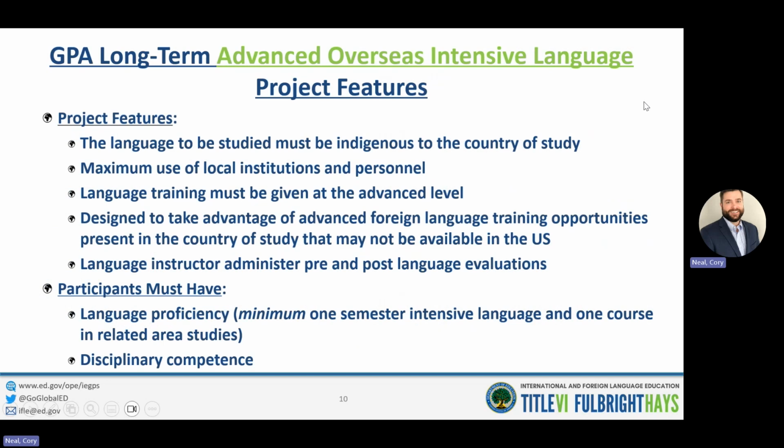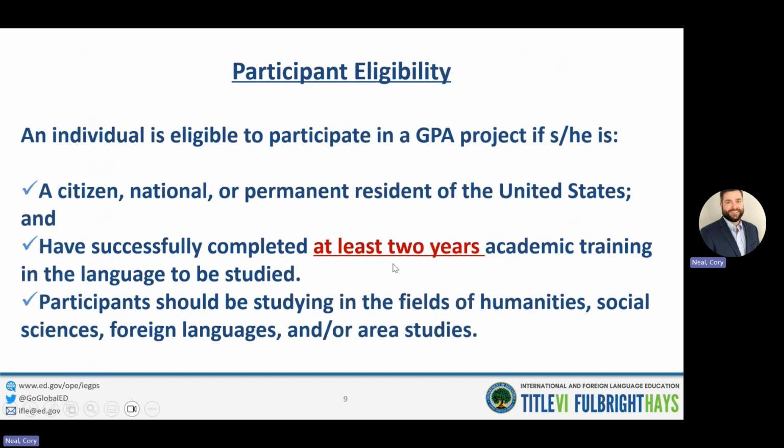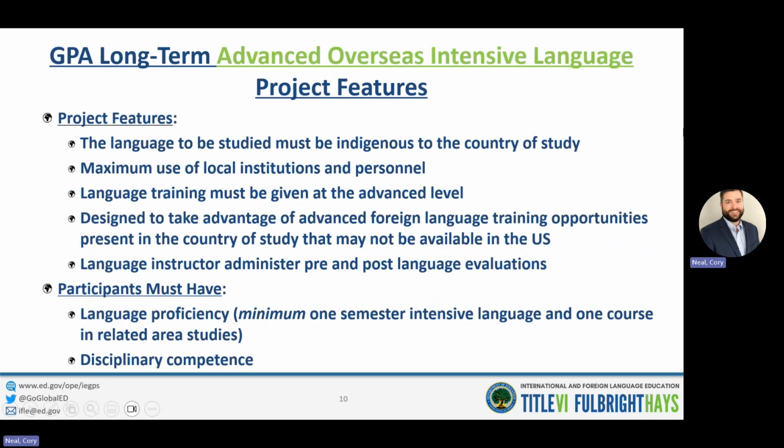So before I move on, I want to point out a difference between GPA short-term and GPA long-term as far as participation is concerned, and that is the 2 years of academic training in the language to be studied. Short-term projects do not have this requirement for participants, but for long-term projects, it's not optional, participants must have successfully completed the 2 years of academic training. I do get questions on that quite a bit, so I just wanted to touch on it again.